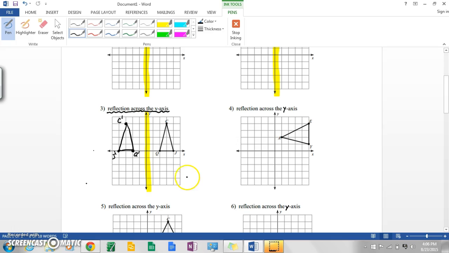And I know mine's not the neatest, and you can use a ruler to make it a little bit neater than mine. But what we've done is we've taken this original image over here, reflected it over the y-axis, and made it line up exactly on the other side. So if we were to fold over this line that I highlighted, what you're going to get is this exact image on the other side.